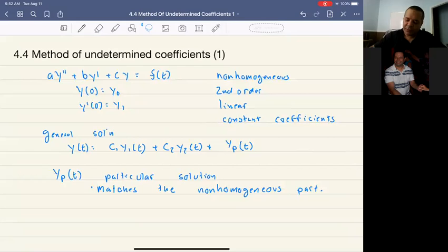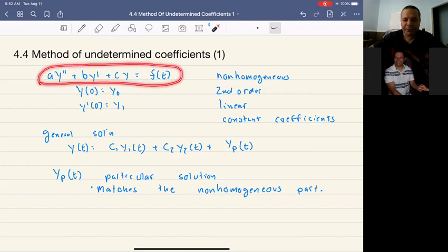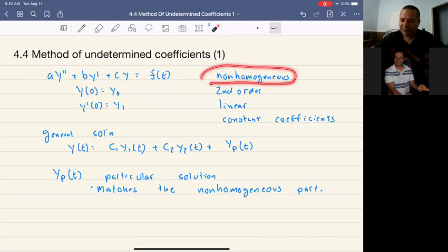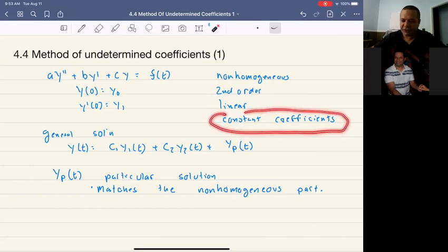Today we're going to talk about the method of undetermined coefficients. When we look at the method of undetermined coefficients, we're looking at equations that look like this: ay'' + by' + cy = f(t). So these are non-homogeneous, second order, linear, and constant coefficient.